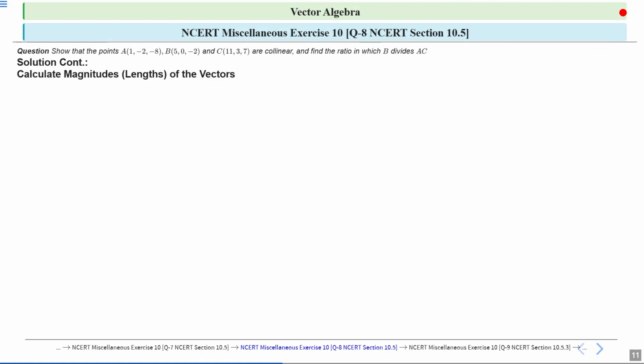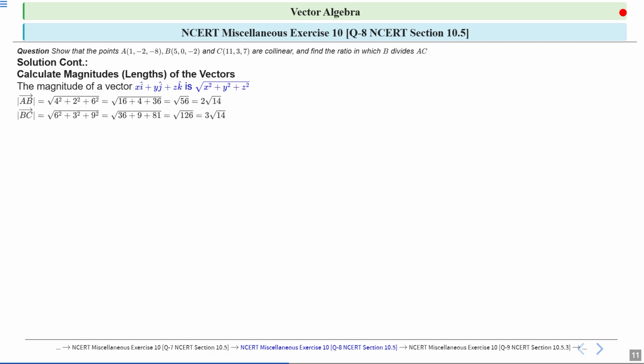So now calculate the magnitude or lengths of the vectors. The magnitude of vector xi cap plus yj cap plus zk cap is root over x square plus y square plus z square. So magnitude of AB vector is root over 4 square plus 2 square plus 6 square, which is equal to root over 16 plus 4 plus 36, which is root 56, which will be equal to 2 root 14.